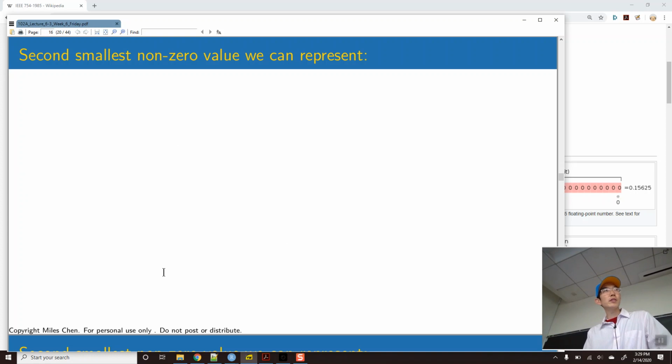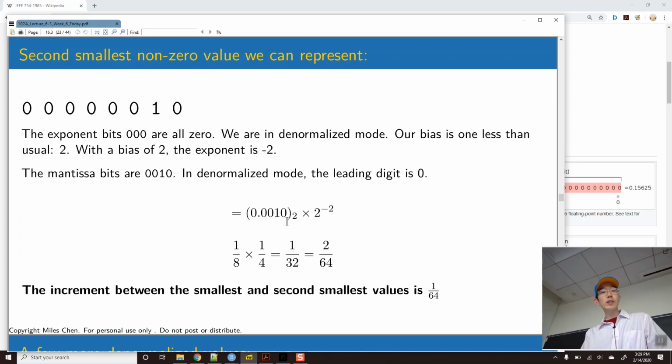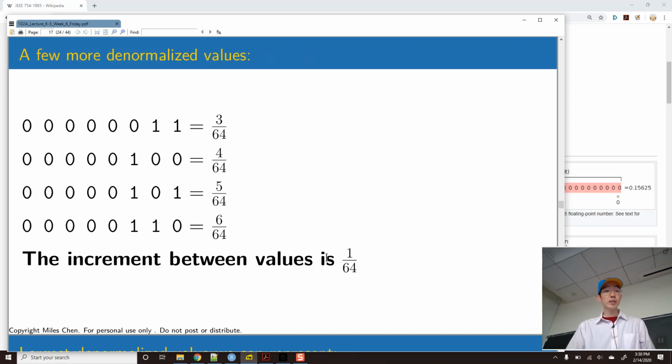What would be the second smallest value we can represent? This is the smallest one. The second smallest one will be this, right? I just add 1 to the mantissa, and I get 0010, so I've got 2 of these. 0.0010 is 1/8. 1/8 times 1/4 is 1/32, or 2/64. So we've incremented from 1/64 to 2/64. And we can keep counting: 3/64, 4/64, 5/64, 6/64.